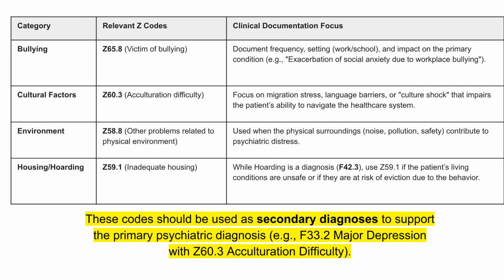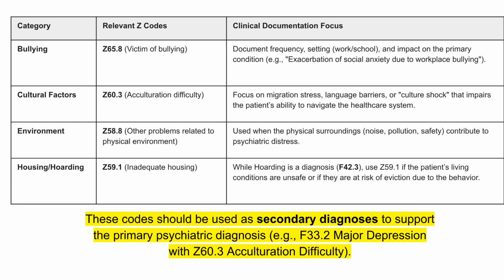There are acculturation difficulties, cultural factors, culture shock, language barriers, colorism, racism, environmental factors, code Z58.8, other problems related to physical environment, surroundings, noise, pollution, safety. This could lead to distress diagnosis, F42.3. You're going to use another code.